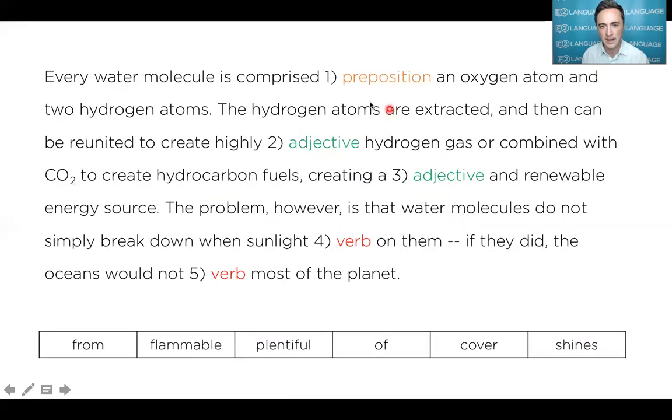So I'm going to help you out. We know that we're missing a preposition here. And if you look down here, maybe you can see the prepositions. And here we're missing an adjective. And if you look down here, maybe you can see the adjectives. So now go through and complete this reading, fill in the blanks.